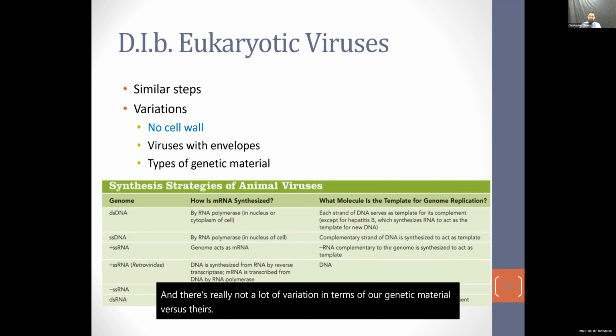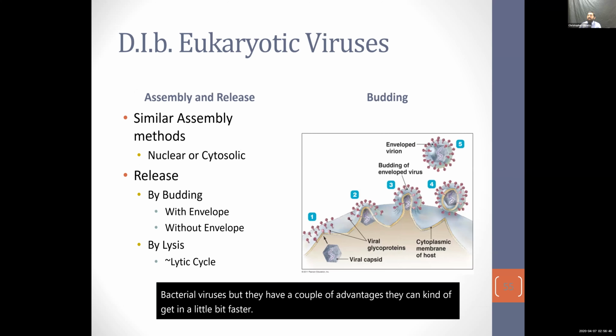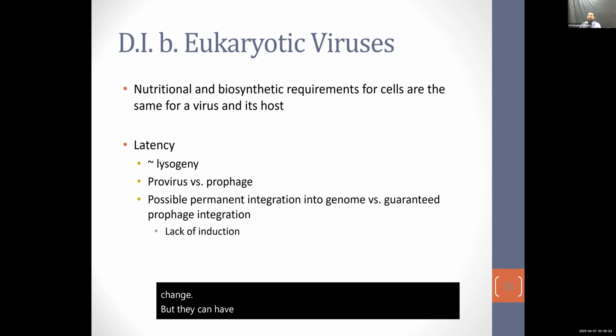So their strategy is still the same as it is with bacterial viruses, but they have a couple of advantages. They can get in a little bit faster. So the same concept, there is a lytic cycle behind that, so that doesn't change, but they can have their version of lysogeny, but in eukaryotes, this is called latency. Same thing, just a different name. So in a bacterium, we call that a lysogenic cycle. In humans, for example, in plants and other things, that's called a latent cycle.